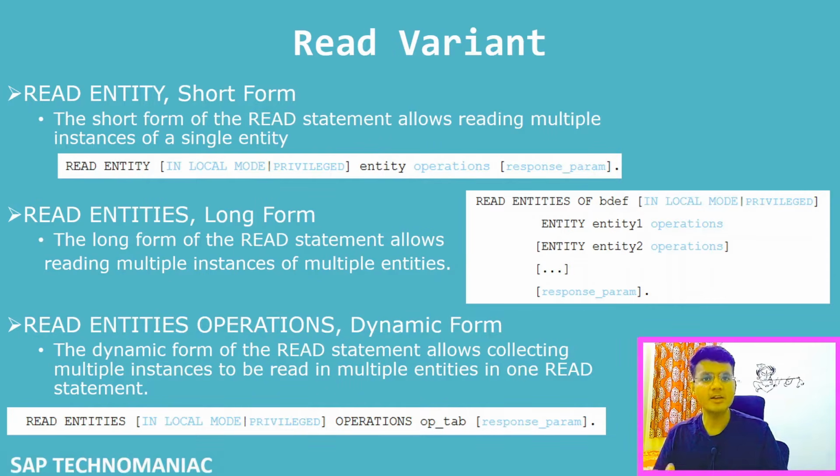The third form is the read entities operations dynamic form. In the dynamic form, we will create one operation table where we will specify which entity you want to read, from which business object, and what all are the conditions based on which you want to read. You can specify multiple entries in that operation table. The entries can be from different business objects, different CDS entities, with multiple instances. So this is the advantage of the read entities dynamic form.